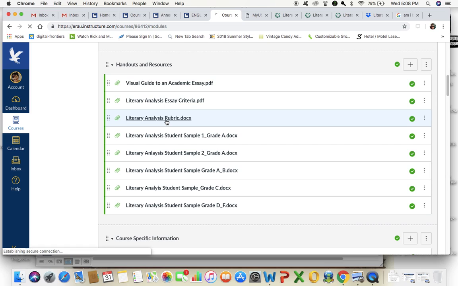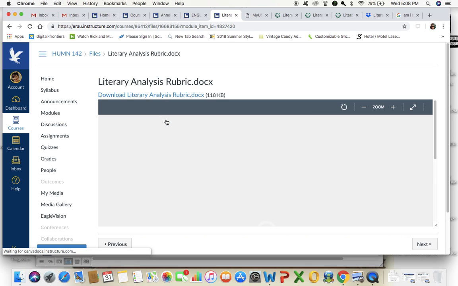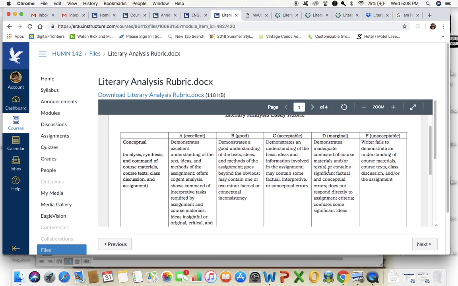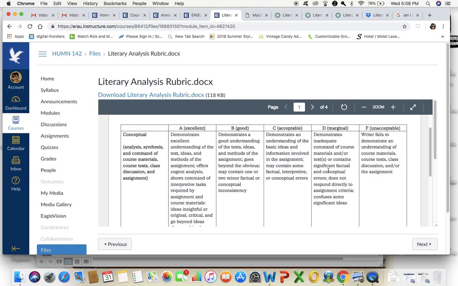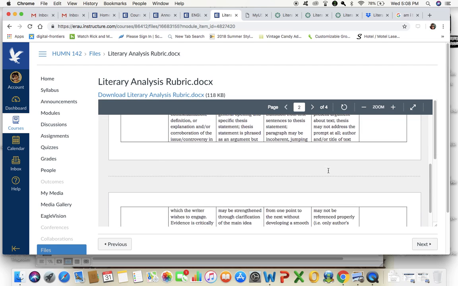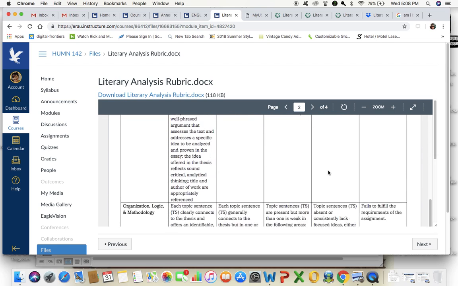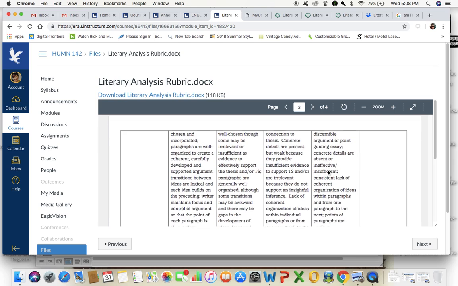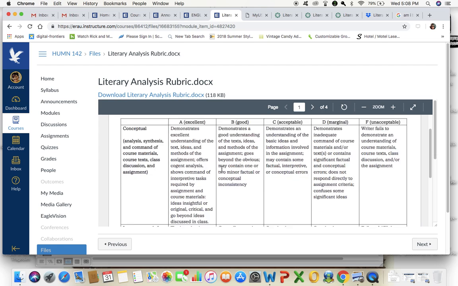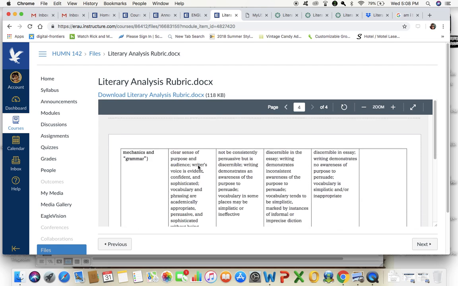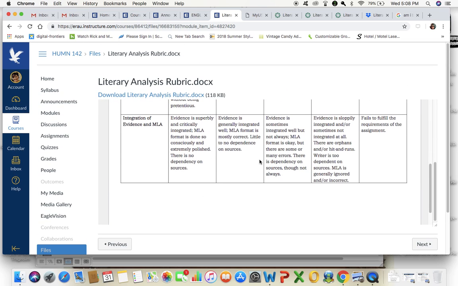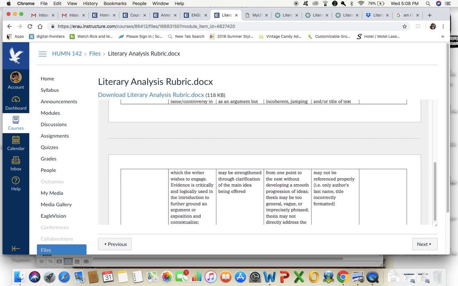I've also provided the literary analysis rubric. It's not comprehensive, but it's meant to give you a much more in-depth idea of what you should be doing in literary analysis and what the expectations are, and these are ordered in a certain way. They're ordered from the most important conceptual to the least important, which is MLA integration and basically your writing style. So definitely take a look at that.